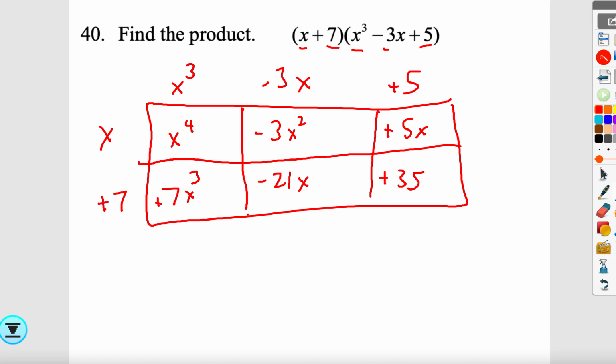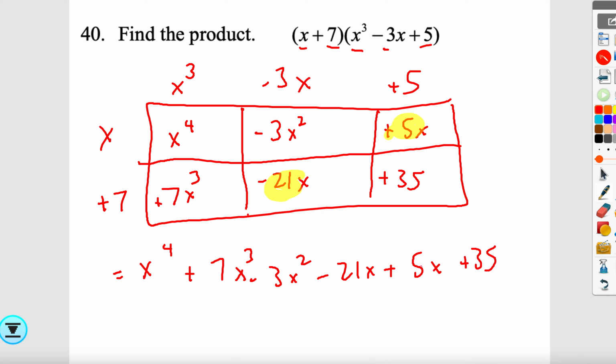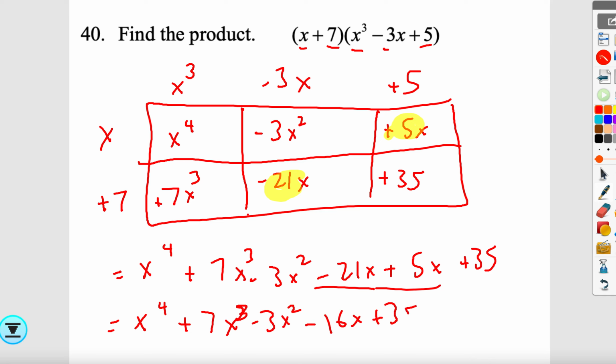The only like terms we have in this problem are just these two here. So let's write them out, right? So it equals x to the 4th plus 7x cubed minus 3x squared minus 21x plus 5x plus 35. Combine these two like terms, what do we get? And then we get x to the 4th plus 7x cubed minus 3x squared minus 16x plus 35, because negative 21 plus 5 is negative 16. And we're done.